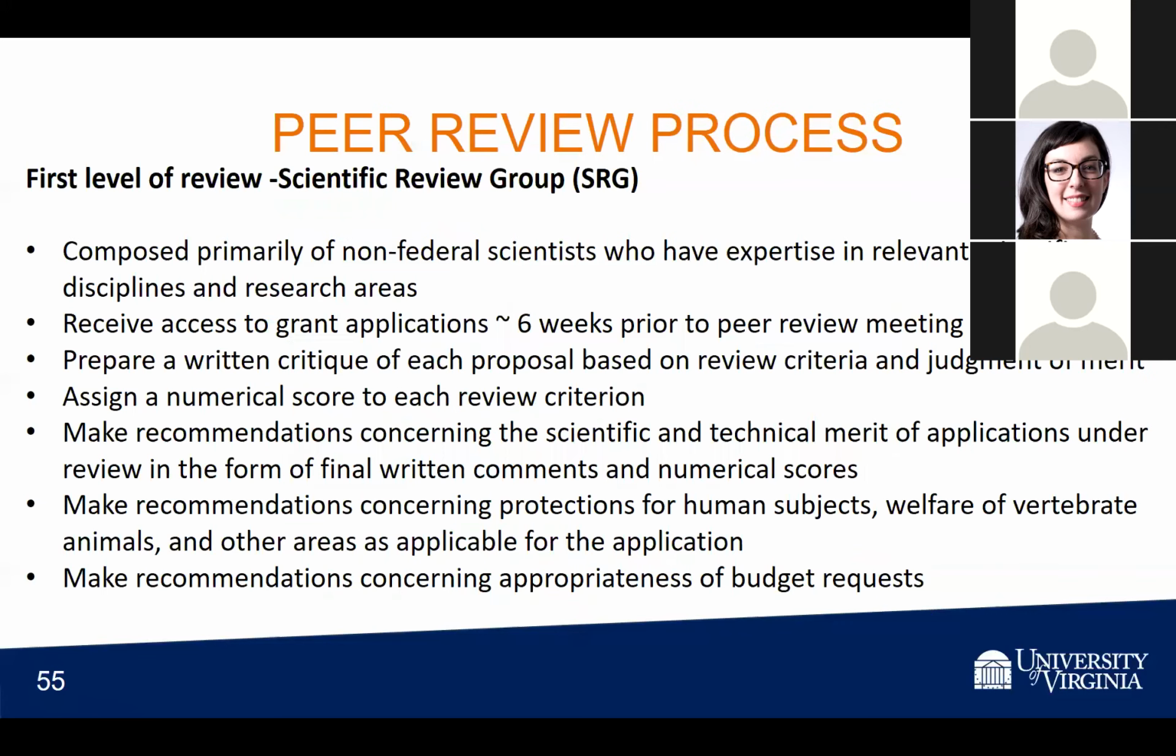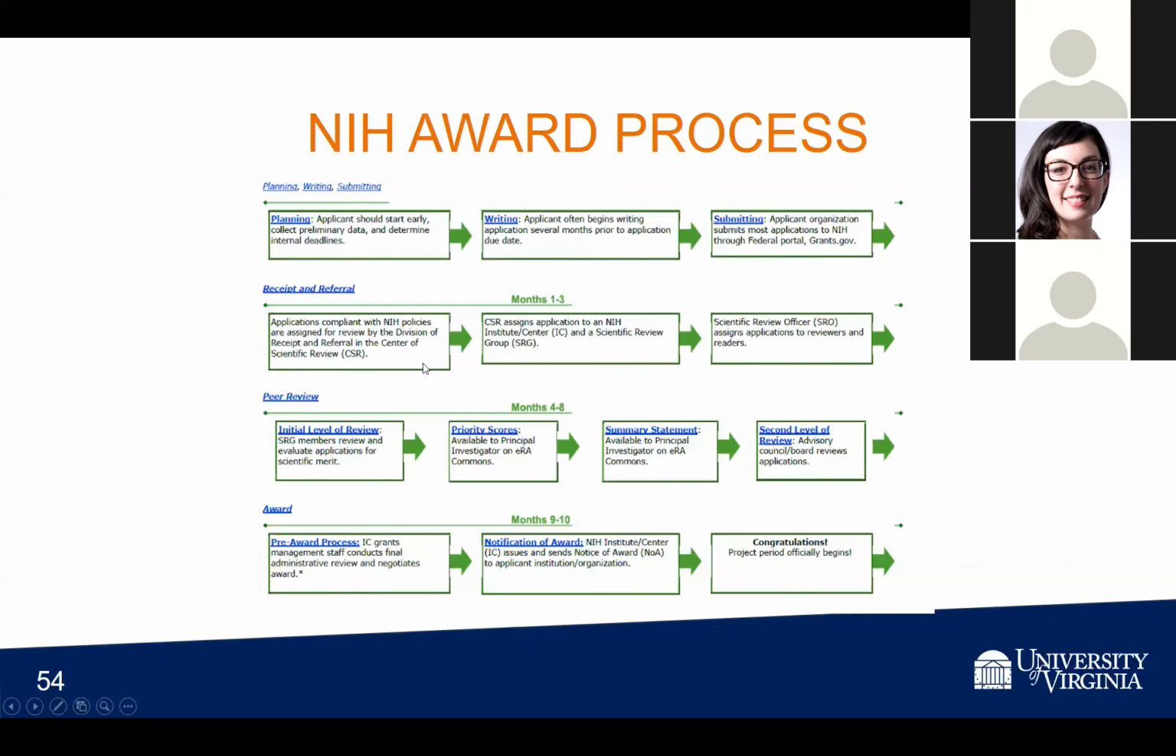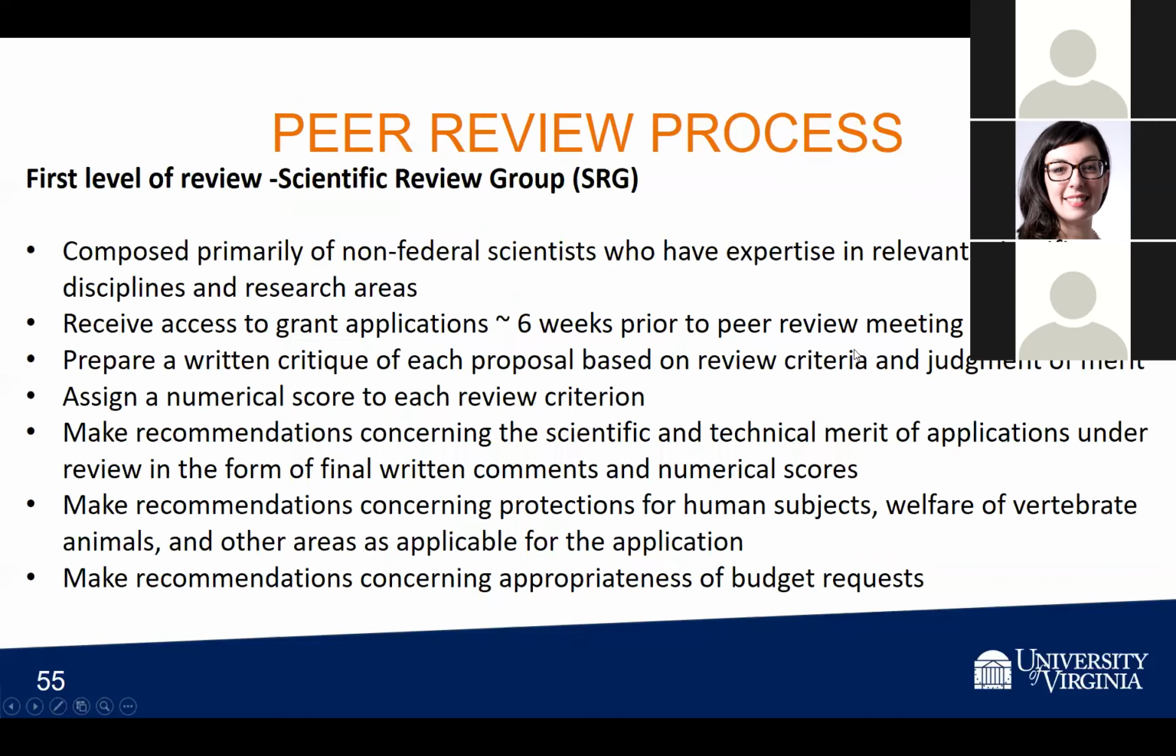So here's just some more about the review process. The first level review is the scientific review group, so that is back over here. It's composed primarily of non-federal scientists who have expertise in relevant scientific disciplines and research areas. They receive access to the grant applications about 6 weeks prior to the peer review meeting. They're going to work on preparing a written critique of each proposal based on the review criteria and assign a numerical score to each of those criteria. And then they're going to make recommendations in the form of final written comments. They'll make recommendations concerning human subjects and animals as it relates to the application. And they're going to make recommendations concerning the appropriateness of the budget request as well.